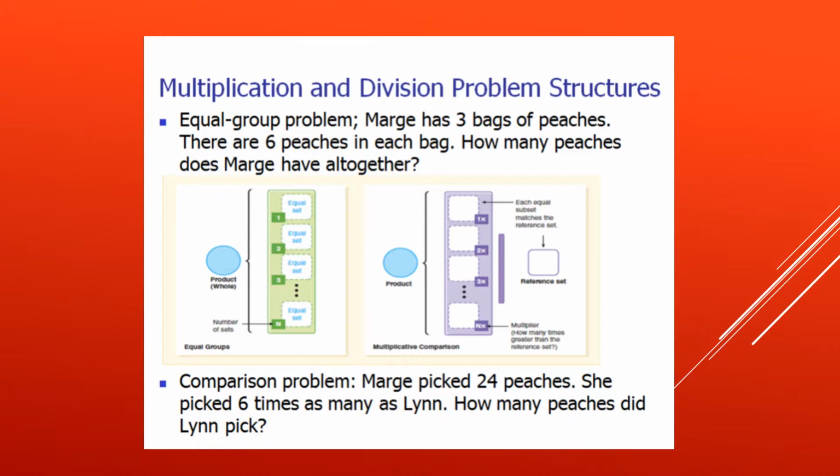Now a comparison problem could be something like this. Marge picked 24 peaches. She picked 6 times as many as Lynn. How many peaches did Lynn pick? And again, we're looking for that particular piece that is unknown. In this case, it is a partial that's unknown. We know that 6 times 4 is 24, but the children do not. So we're looking actually for a factor there.